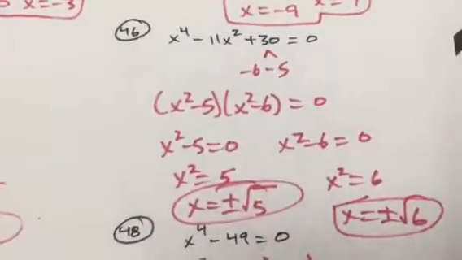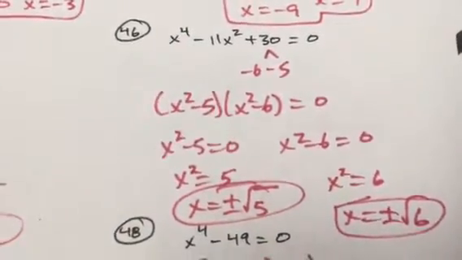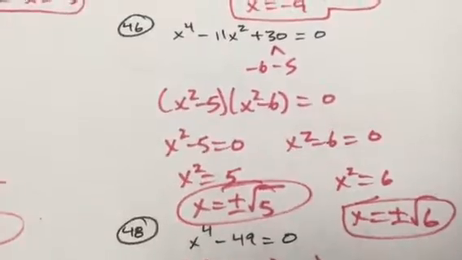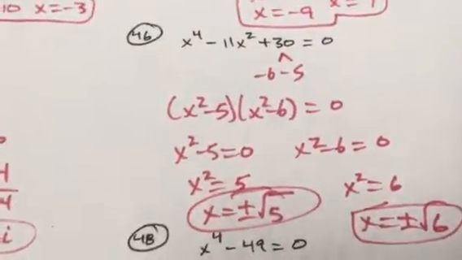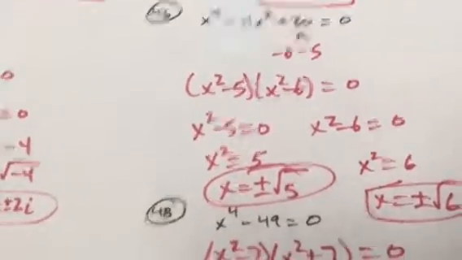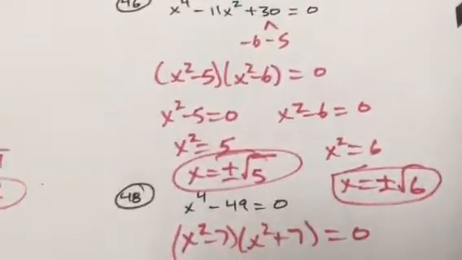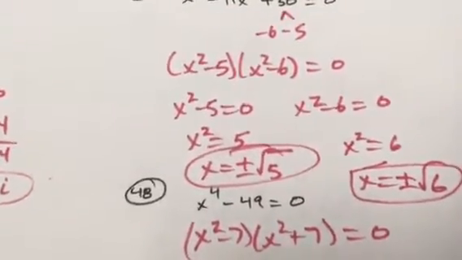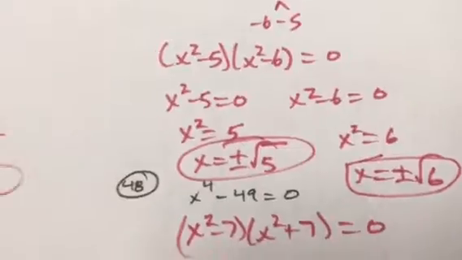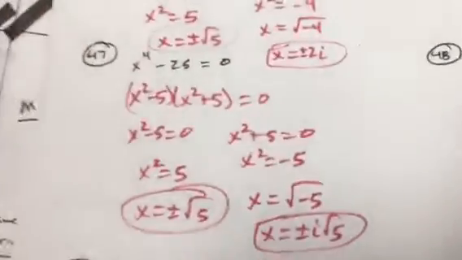46, same thing. What multiplies to 30 and adds to negative 11? That's negative 6, negative 5. Same thing as before. X squared minus 5 is 0. X squared minus 6 is 0. Set them both equal to 0. Plus or minus root 6, plus or minus root 5.